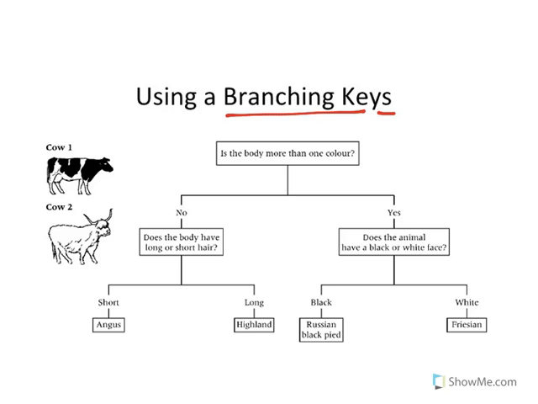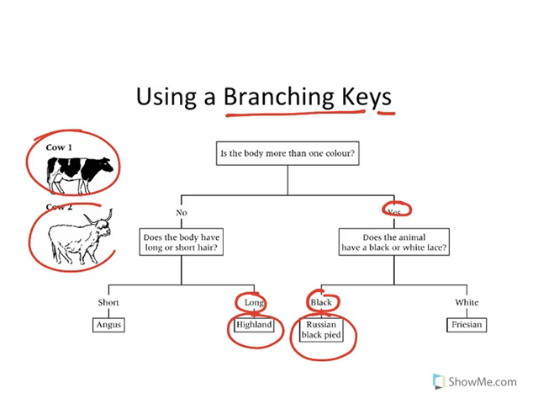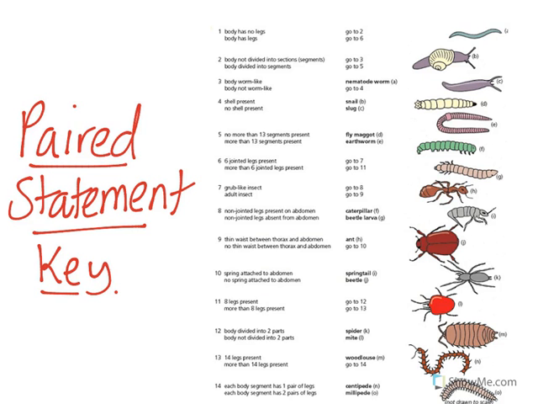If we have a look at branching keys first of all, let's have a look at these two cows. Cow number 1, for example, is the body more than one colour? Yes, it is. Does the animal have a black or white face? It has a black face. So cow number 1 is a Russian black-pied. For cow number 2, is the body more than one colour? No, it is not. Does the body have long or short hair? It has long hair. So cow number 2 is a Highland cow.